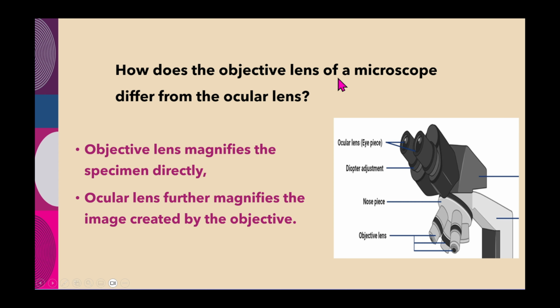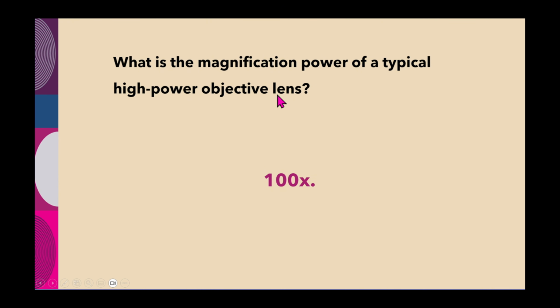How does the objective lens of a microscope differ from the ocular lens? The objective lens magnifies the specimen directly because it is close to the specimen. And this is the ocular lens. The ocular lens further magnifies the image created by the objective. What is the magnification power of a typical high power objective lens? It is 100.